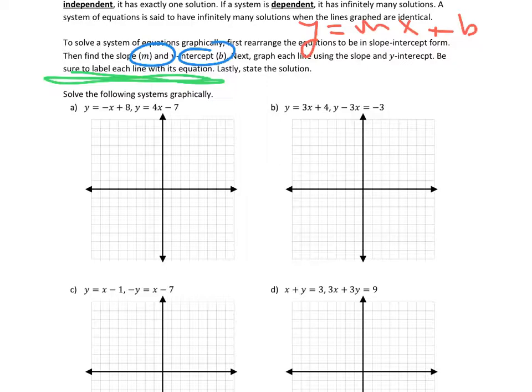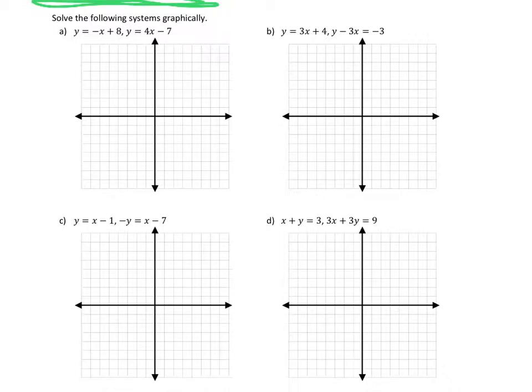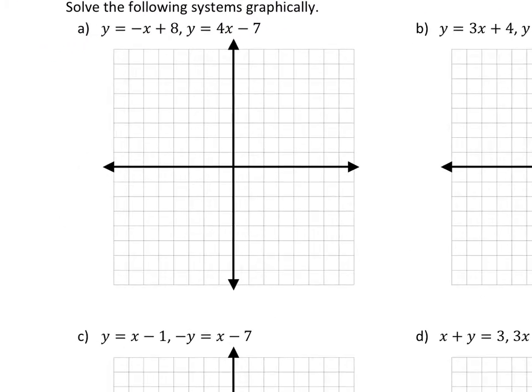All right, letter A. Solve the following systems graphically. y equals negative x plus 8 and y equals 4x minus 7. So again, we need to look at this one at a time. I'm going to graph this first one first, and I'm going to try to color coordinate these for you. So again, we begin at the y-intercept. So I'm going to go to positive 8 on the y-axis.